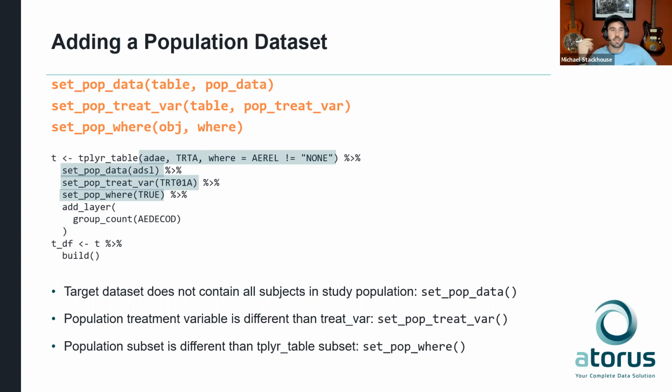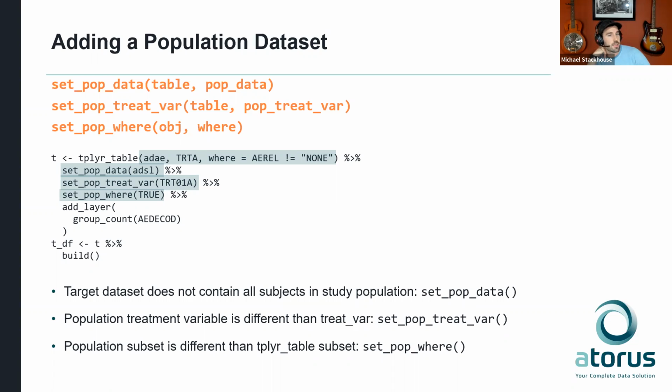By default, the table level where statement will pass into the population data, but set pop where allows you to override that, because we would get an error otherwise saying that ADSL can't subset to a column that doesn't exist from that filter condition. So set pop where is going to override the where statement, and by providing true, you're saying don't filter. That is quite literally passed to a tplyr filter command, and if you filter true, it just returns the same data.